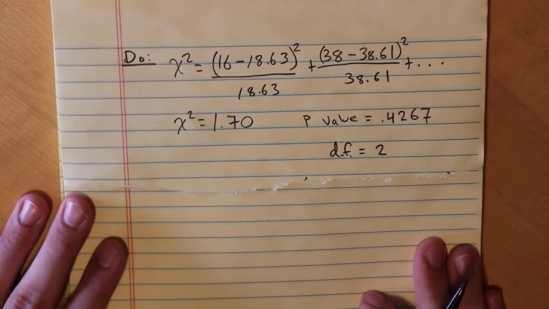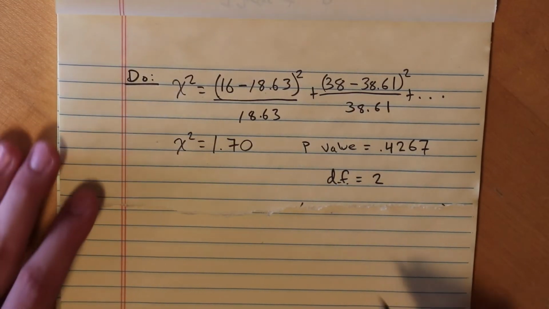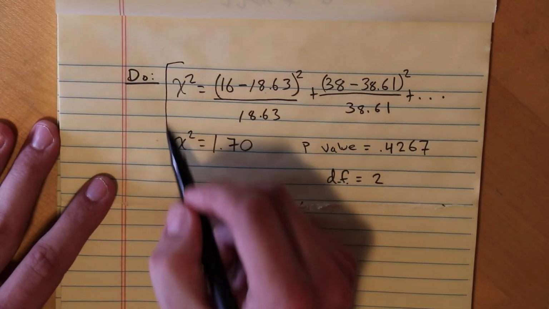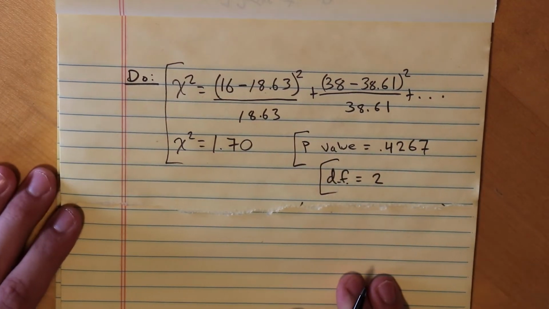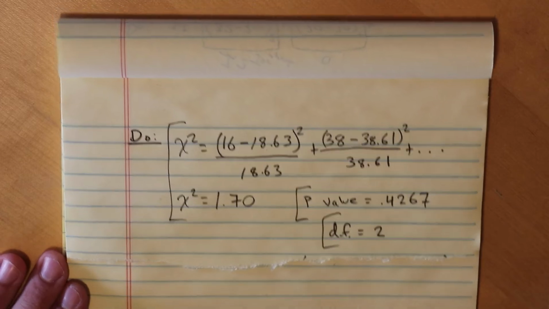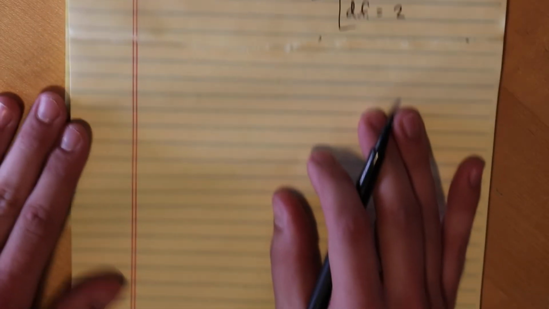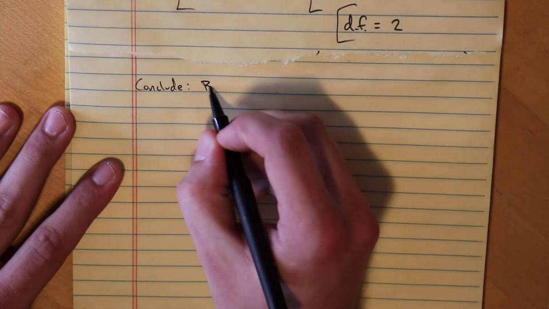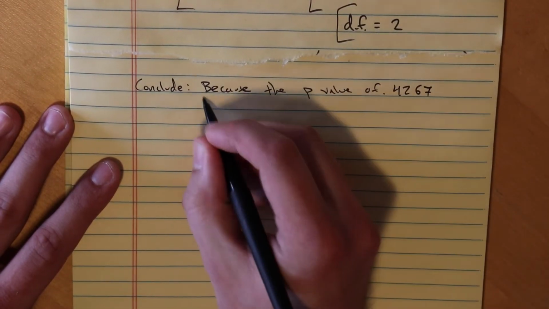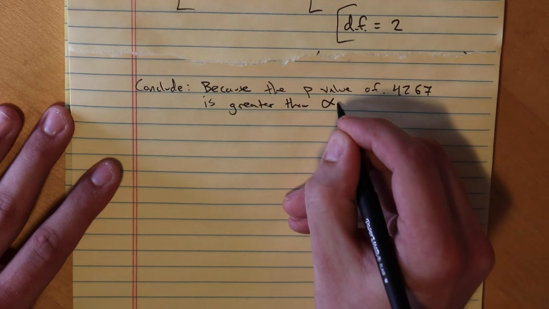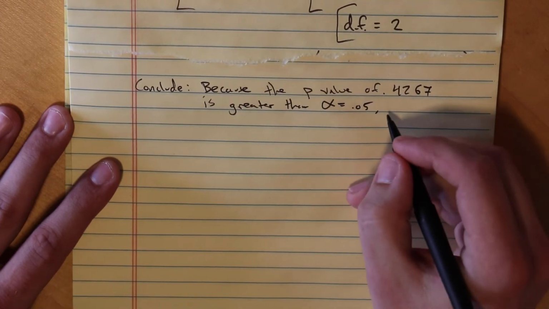Cool. So now what we have is our work with our test statistic. We have a p-value, and we have our degrees of freedom. Make sure you have all 3 of those things. Now it's time for the conclude. So because the p-value of 0.4267 is greater than alpha equals 0.05, we fail to reject the null.